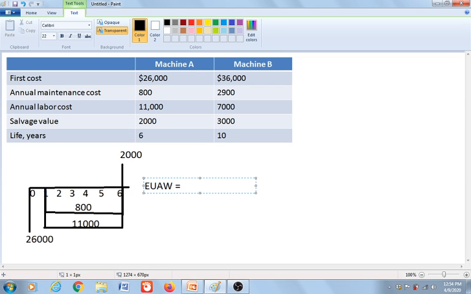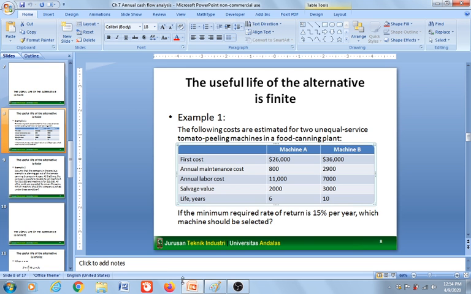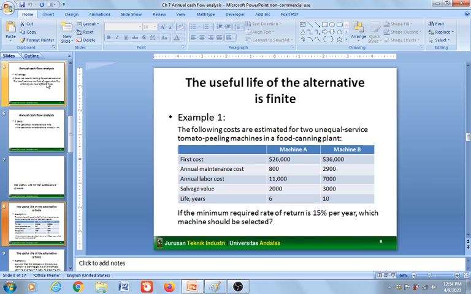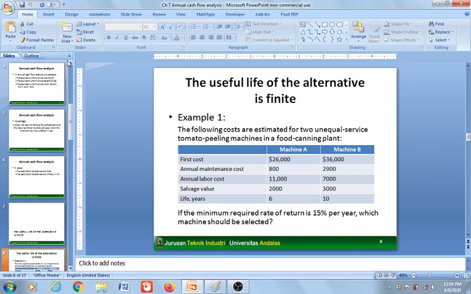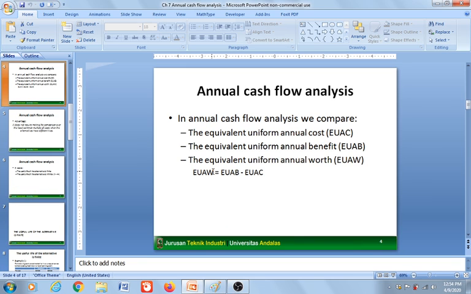So what the EUAW is, I need to come back to this slide. The EUAW is the equivalent uniform annual worth. It is basically the annual worth, which is the difference between the positive cash flow and the negative cash flow.